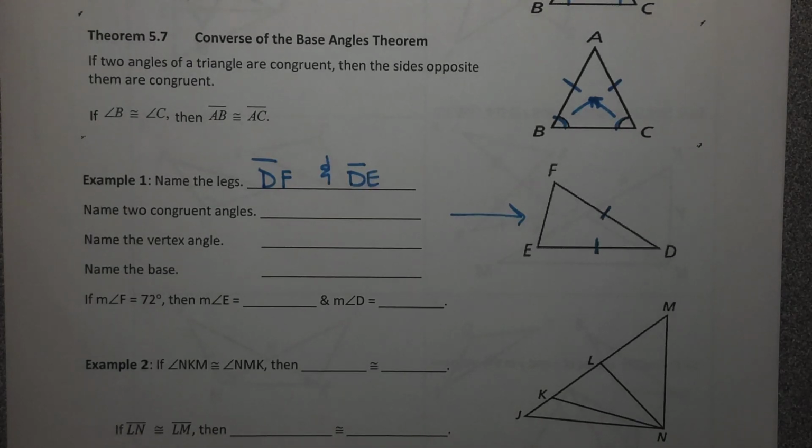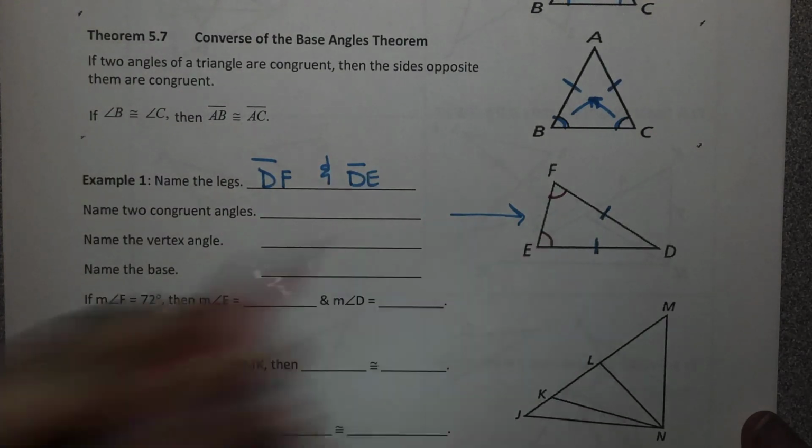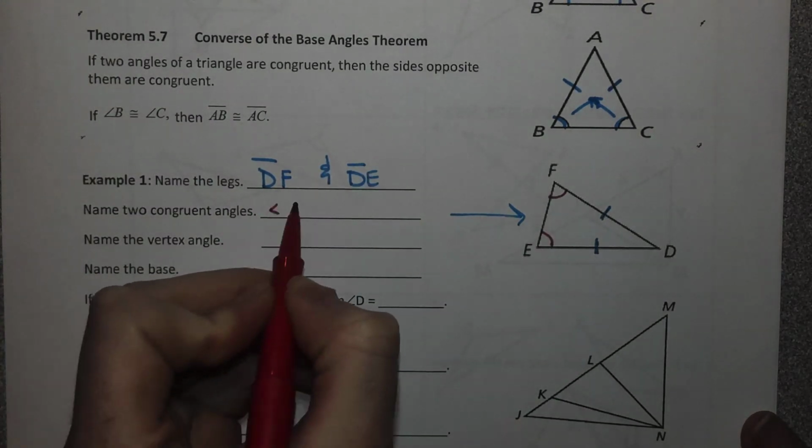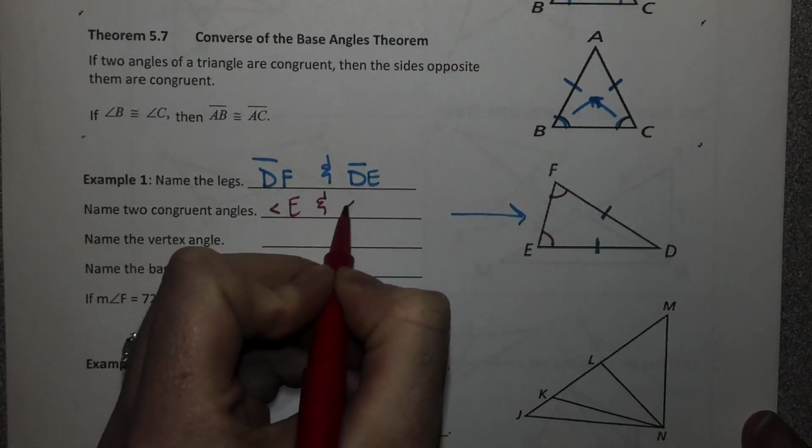Knowing these two legs are the same length, which two angles would be congruent? E and F, the two angles opposite those sides. So angle E and angle F.